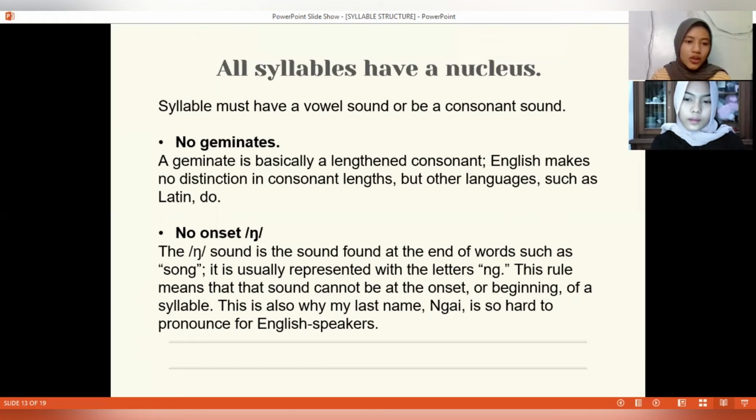The second is no onset ng. The ng sound is the sound found at the end of words such as song. It is usually represented with the letters ng. This rule means that sound cannot be at the onset or beginning of a syllable. This is also why my last name, Ngai, is so hard to pronounce for English speakers.